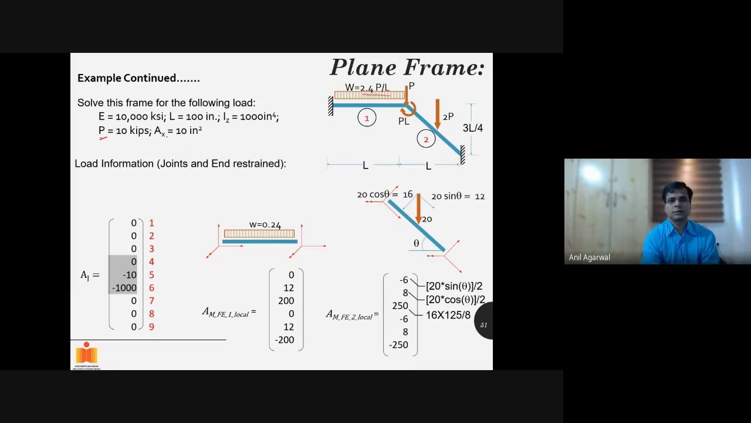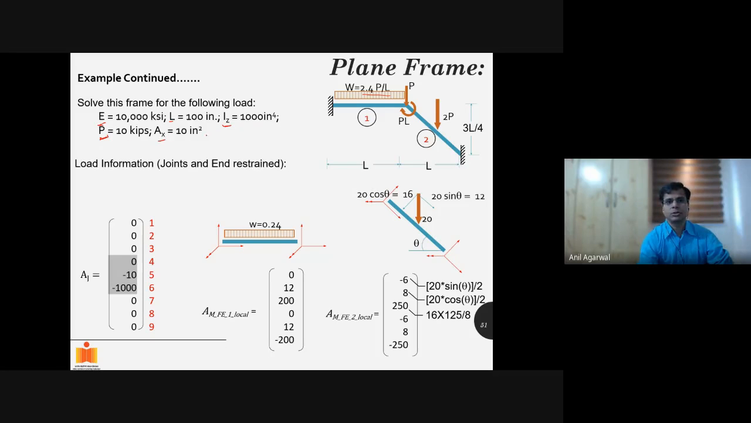P is given as 10 kips, AX is given, E is given. We have already substituted A, E, and L values in the example before. I is also given, that also has been substituted in the stiffness matrix. The force values or load values are not incorporated yet. So P is 10 kips.